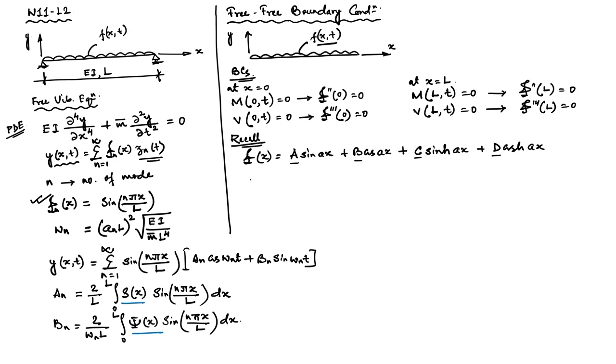Now, here in this case, what we have to do? We have to differentiate this expression twice to satisfy the first condition and then thrice for the second condition at both x equal to 0 and x equal to L. So, if we differentiate this expression of phi of x, then what we have is a square, then minus a sin a x minus b cos a x plus c sinh a x plus d cosh a x.